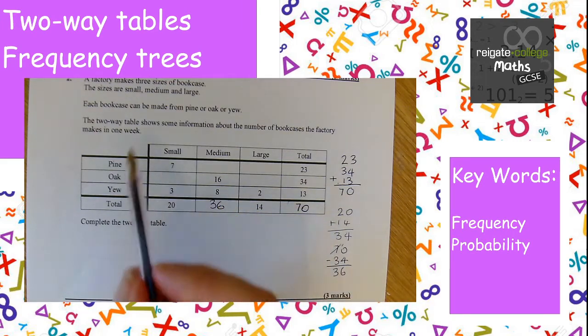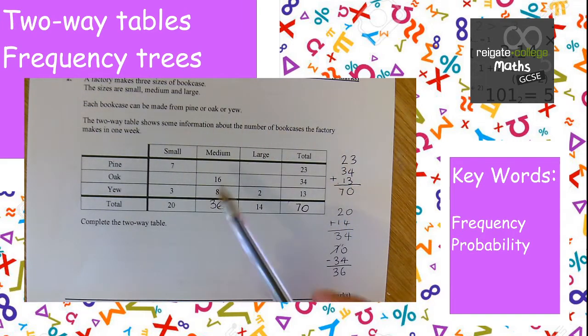So you can see I'm moving around the table, filling out the next blank as it appears every time. I'm going to go for the number of medium-sized pine bookshelves now. And there I have a completed two-way table.